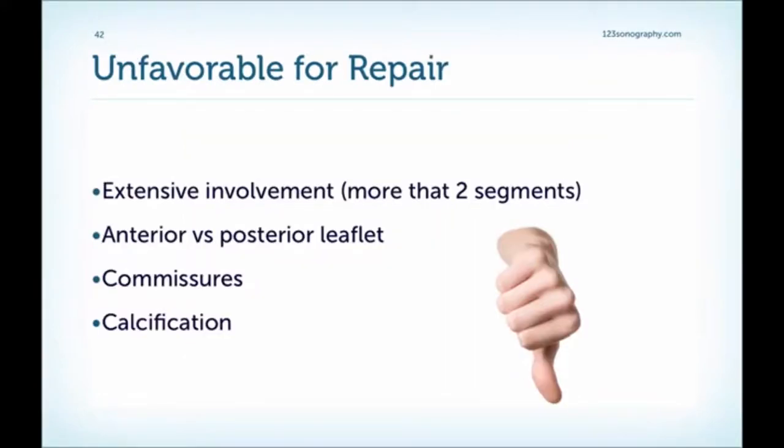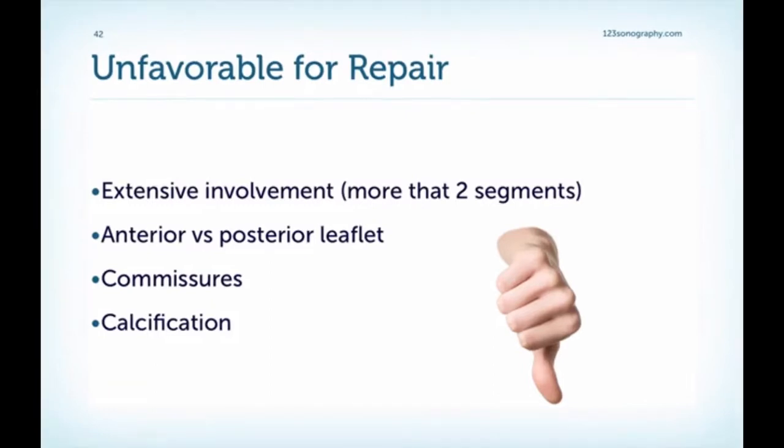What else do you need to know? Well, first of all, you do not need to assess the mechanism of MR in patients who have mild or mild to moderate MR because there are no surgical candidates anyway. And what does a surgeon not like? He does not like extensive involvement. In other words, if more than 2 segments are involved or even more. He prefers the posterior to the anterior leaflet if he wants to perform repair. He does not like the commissures as much, and calcification is an absolute enemy to repair of mitral valves.